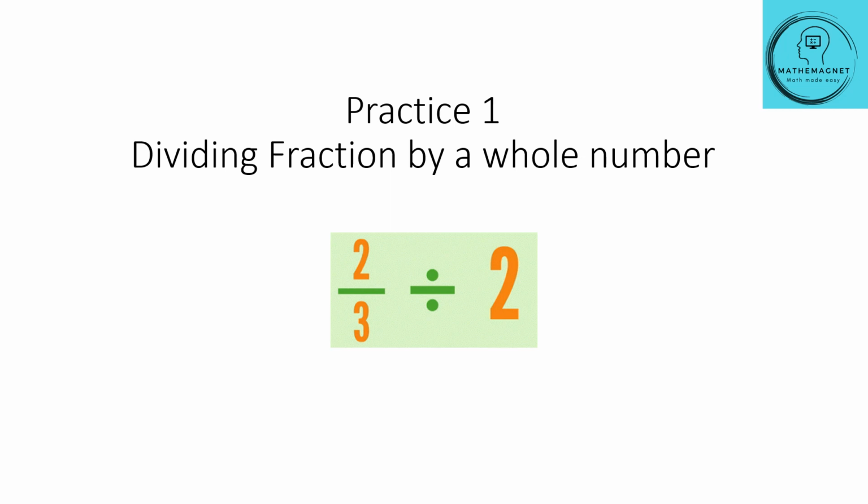The first and foremost rule is when a fraction is divided by a whole number, we change the division symbol into a multiplication symbol, and then we flip the whole number. For example, in this image it is 2, which is basically 2 by 1, right? We will flip it, so it becomes 1 by 2. So you change division to multiplication, and whatever the whole number is, we flip it and it becomes 1 by that number.